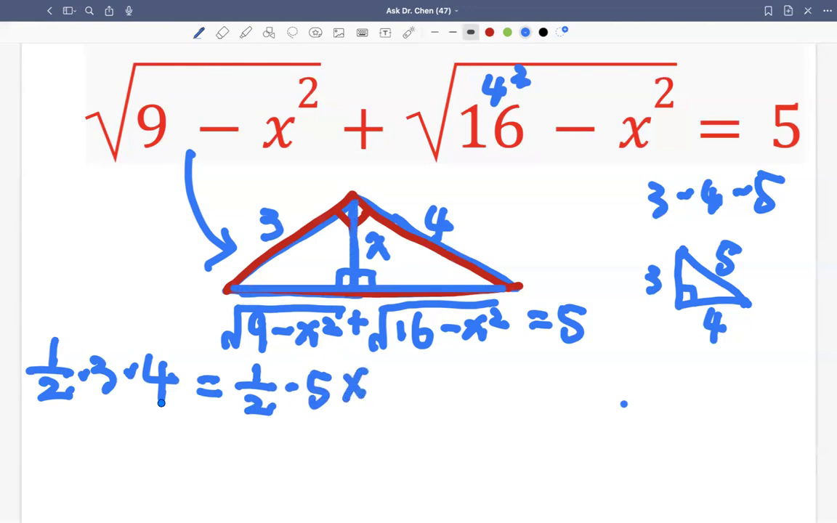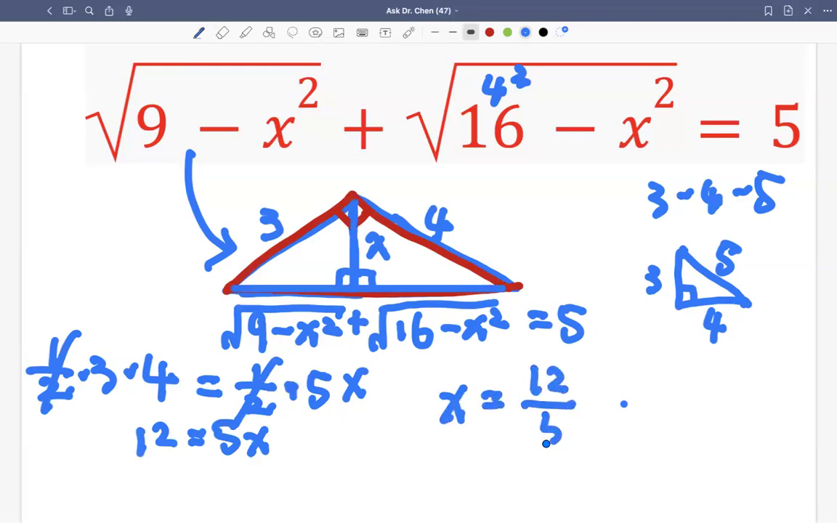5 times x. So now it becomes solving a linear equation. Half times 5x equals half times 3 times 4. Multiply by 2 on both sides to get rid of this half. 3 times 4 is 12. Then 5x equals 12, so we divide by 5 on both sides. So x equals 12 over 5. Okay, so this is one way to solve this equation. And it's a lot simpler than squaring both sides, then squaring again to get rid of the square root sign.